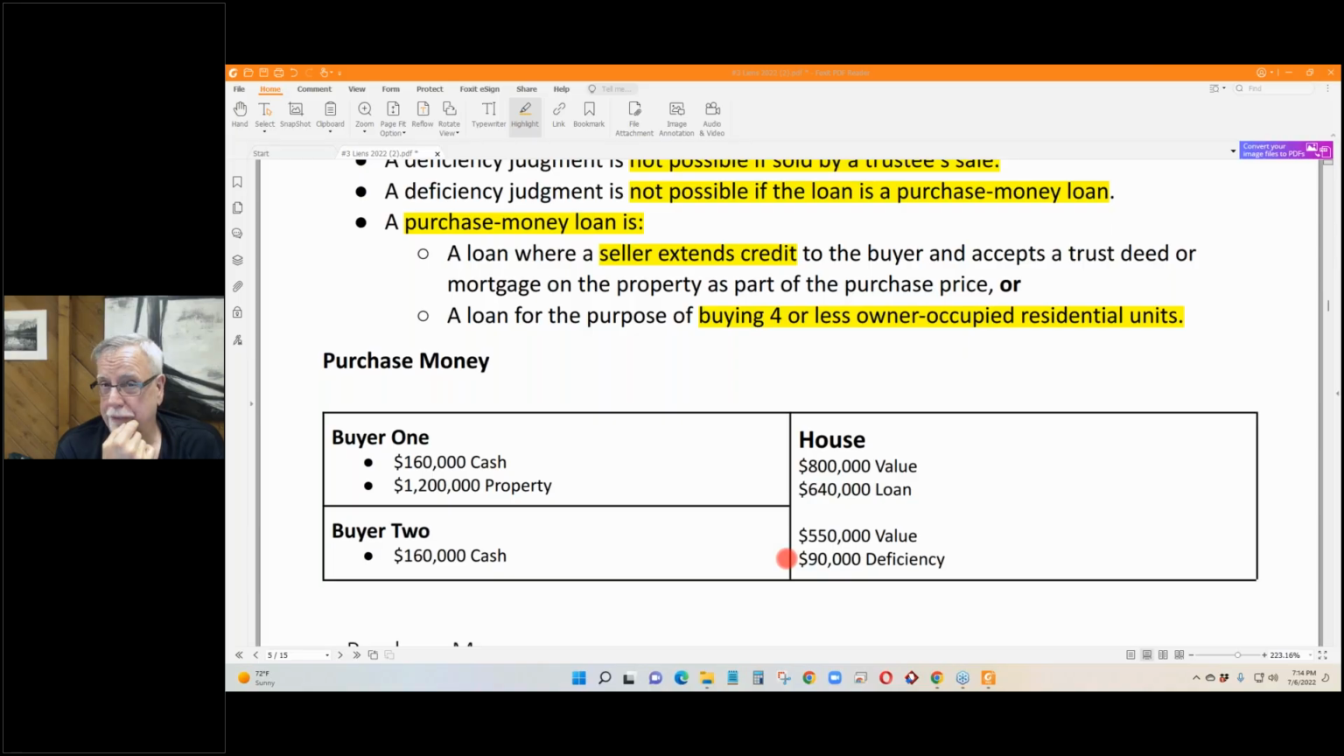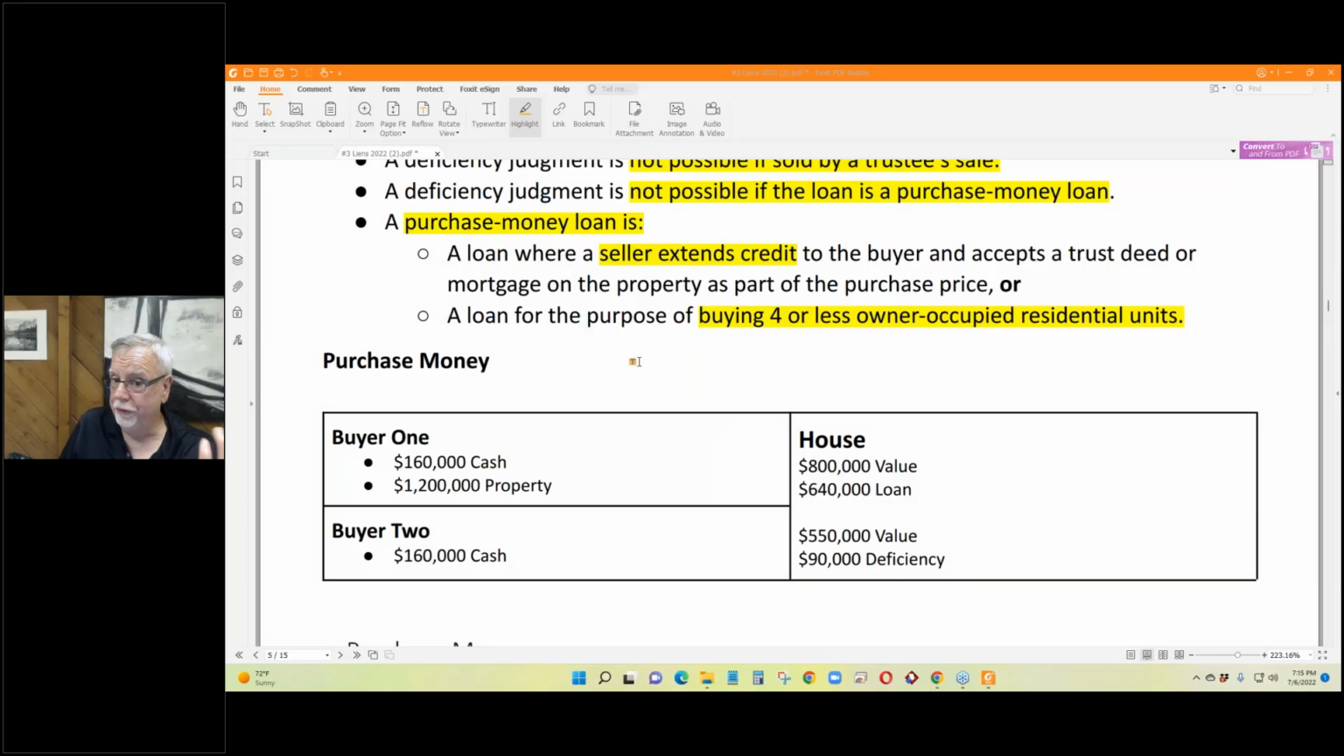Buyer number one, however, is in a different position because buyer number one did not get a loan secured by the house that was being bought. Buyer number one got a loan against property that buyer number one already owned. And so the law presumes that buyer number one knows more about that house than Bank of America. Buyer number one can hear the foundation creaking, see the cracks appearing in the foundation, hear the gurgling of the underground stream every time it rains. And the lender could get a deficiency judgment against buyer number one, but not against buyer number two, because that one is a purchase money loan.